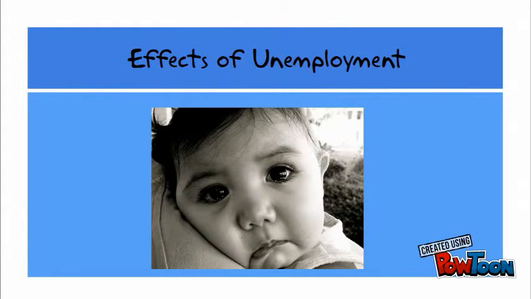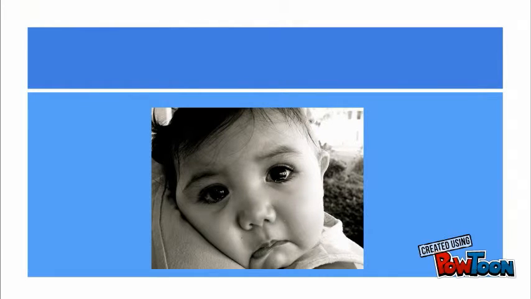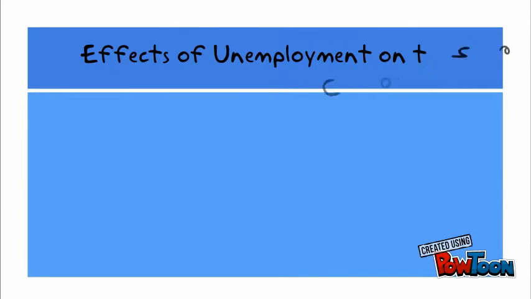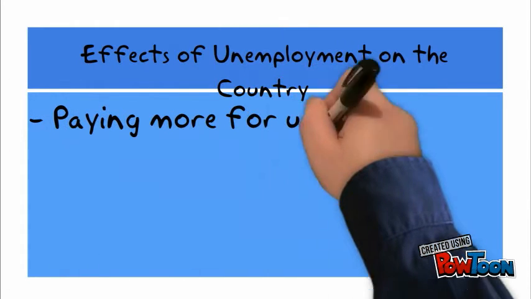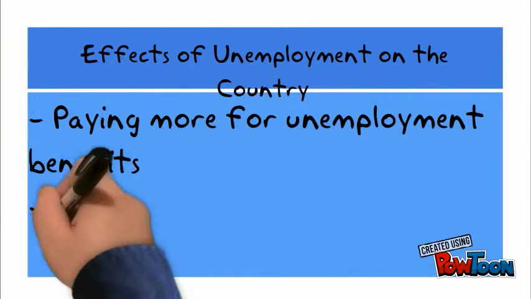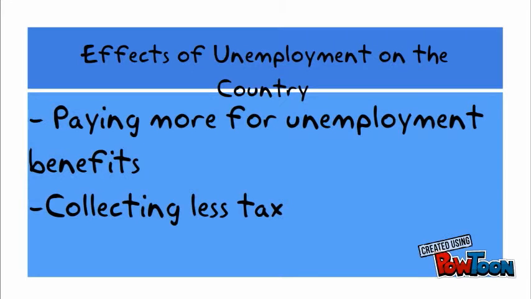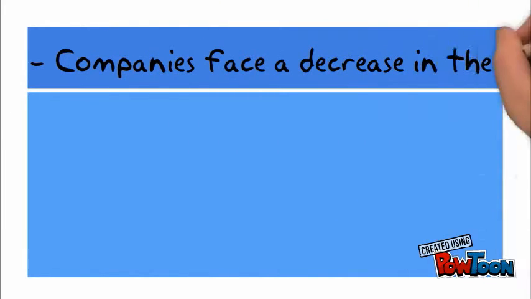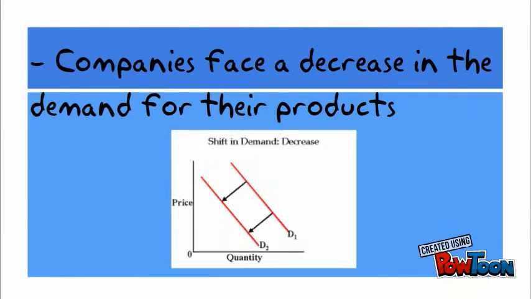Unemployment is a horrible thing, and no one wants it. Today, we will be talking about the effects of unemployment on Canada as a whole, on the individual who's unemployed, and on society. There are three main effects that unemployment has on Canada as a whole. The first being that the government has to pay more for unemployment benefits, and the second being that they are able to collect less tax. And the third and final one being that companies face a decrease in the demand for their products.